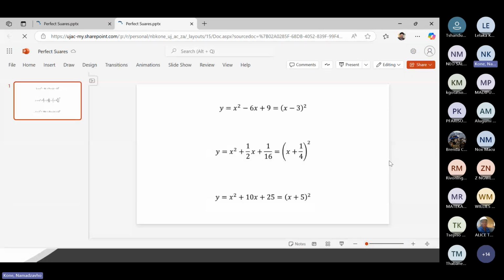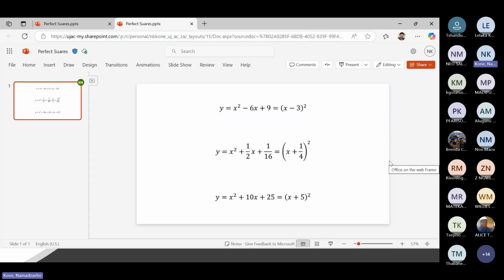So that's something that I have got on the screen now. It is an example of three different equations. The first one is y equals x squared minus 6x plus 9. And when you factorize it, it becomes x minus 3 squared. The second one is x squared plus half x plus 1 over 16. When you factorize it, it is x plus 1 over 4 squared. And the other one is x squared plus 10x plus 25. And when you factorize it, it is x plus 5 squared.